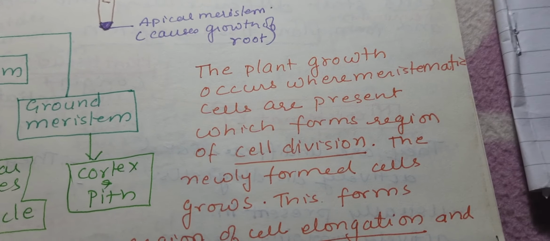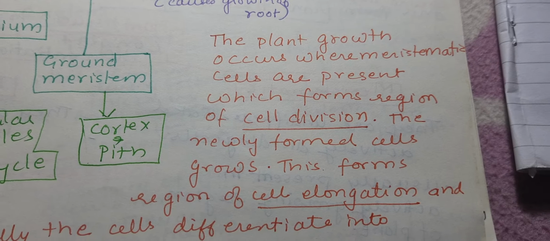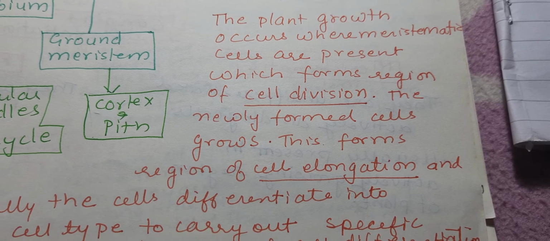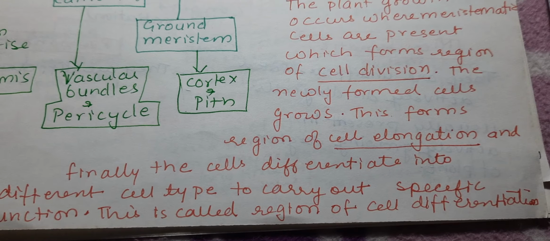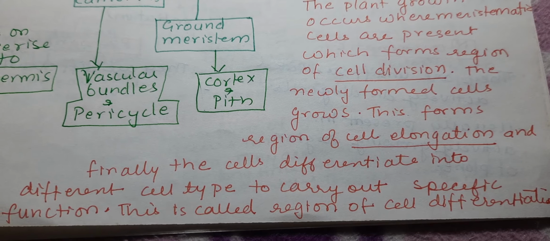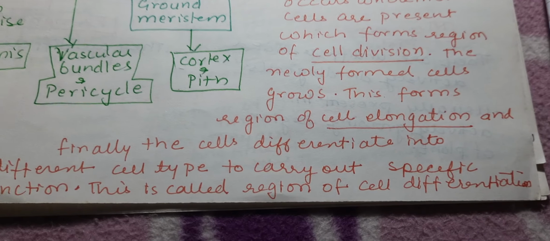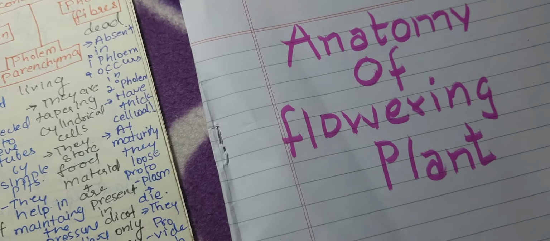The plant growth occur where meristematic cells are present, which form the region of cell division. The newly formed cell grows. This forms the region of cell elongation. And finally, the cell differentiate into different cell type to carry out a specific function. This region is called the region of cell differentiation.